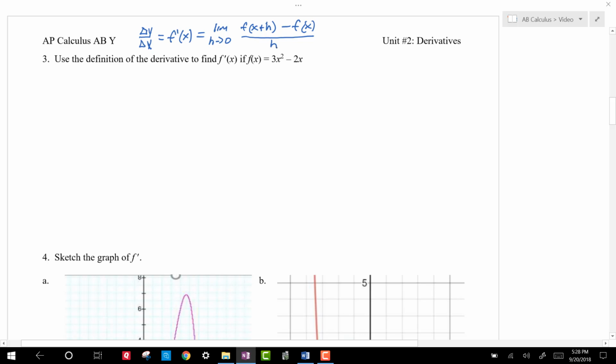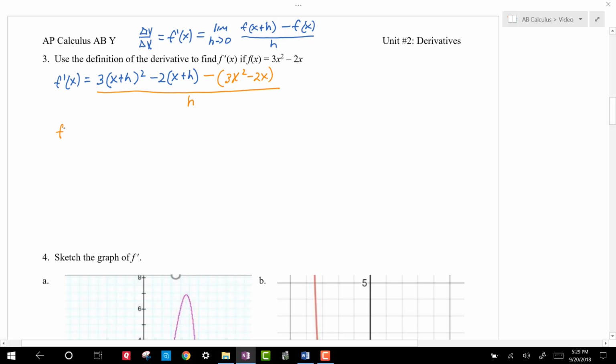All right, so we're going to plug that in here. So I'm just going to call this f prime of x. I'm substituting x plus h in for x in the equation here. This is going to be 3 times (x plus h) squared minus 2 times (x plus h). So that's just the first part. That's only f of x plus h. Now I need to subtract f of x. So I need to subtract the original function, 3x squared minus 2x, and then I'm going to divide that whole thing by h. All right?